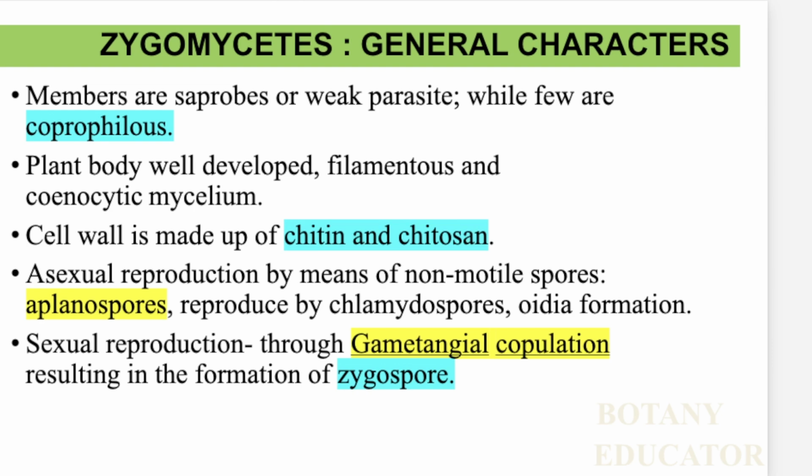So we have to differentiate these characteristics. In oomycetes members you studied a fungal cellulose cell wall, asexual reproduction by zoospores, and sexual reproduction by gametangial contact. In this, the cell wall is of chitin, asexual reproduction is by aplanospores, and sexual reproduction is by gametangial copulation, which results in the formation of zygospore. The zygospore is the characteristic feature of zygomycetes, and the name comes from zygospore. So you have to learn this term zygospore in zygomycetes members.